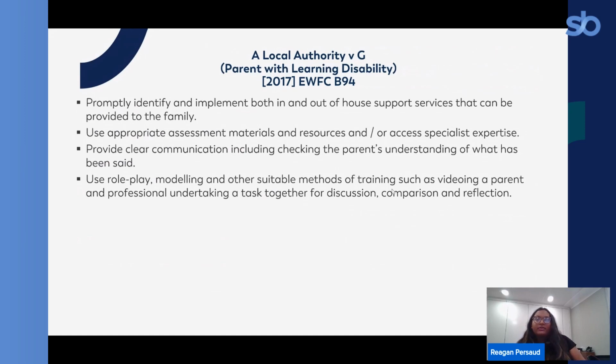Promptly identify and implement both in-house and out-of-house support services, use appropriate assessment materials, so the kind of handouts and things I've talked about, provide clear communication, checking with the parents what's being said, for the reason we come back to, they may be embarrassed. Use role-play, modelling and other suitable methods, such as videoing the professional undertaking a task for discussion. That's really useful. Not many local authorities do it, but videoing, say, the professional doing it and the parent then having that little video can be incredibly useful. So it's worth, I think, just making sure that that is all in place.